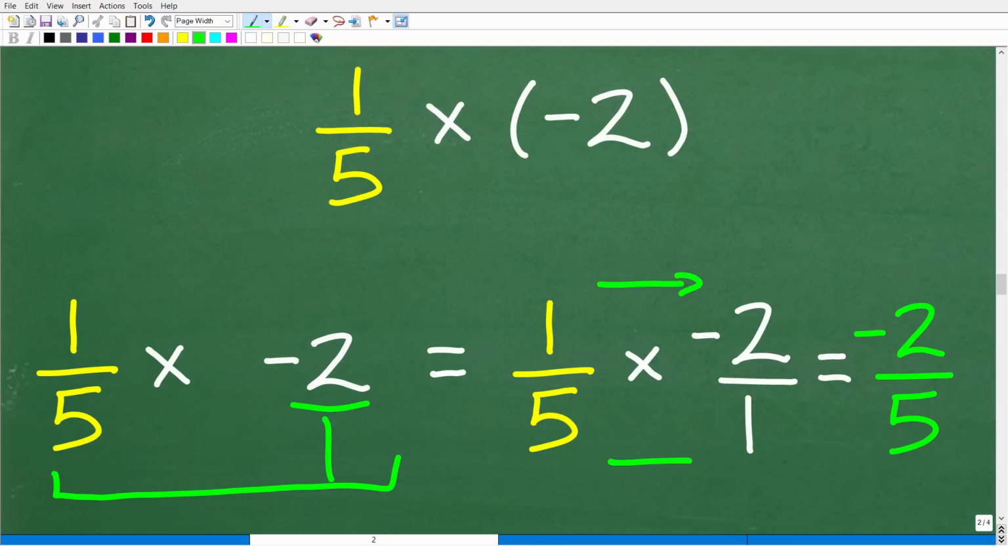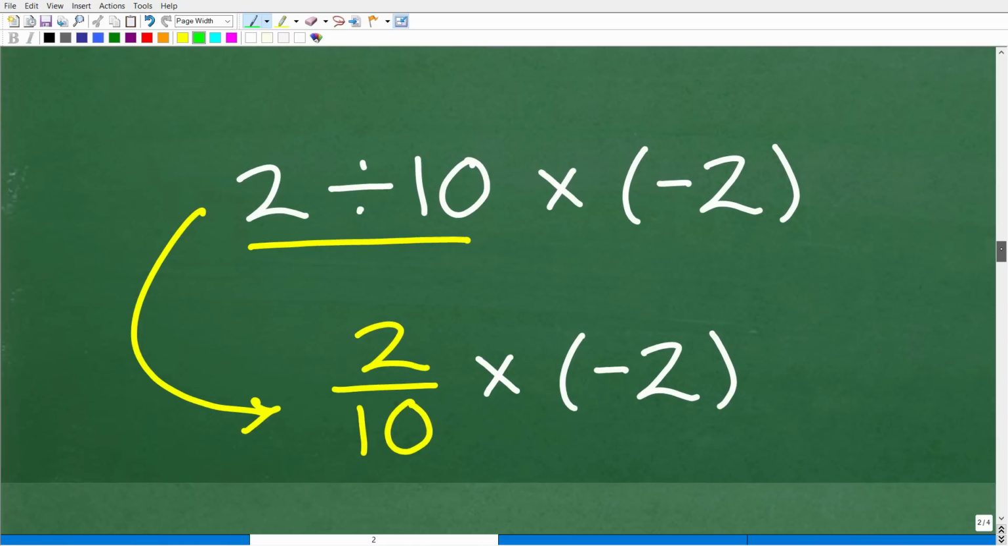to multiply fractions, all you have to do is multiply the respective numerators and denominators. So I have 1 times negative 2, which of course is negative 2. 5 times 1 is 5. And our final answer is negative 2/5. This is fully simplified. And there you go.